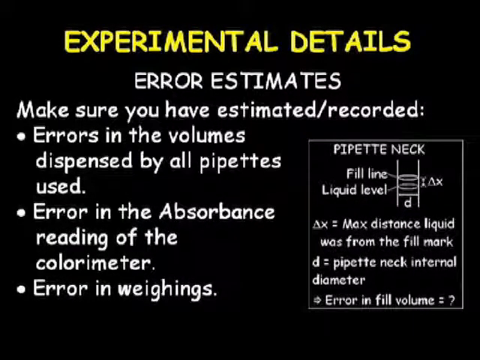Before you complete the practical, it is important that you estimate and record the relevant errors. The first set of errors that need to be estimated are the uncertainties in the volumes dispensed by all the pipettes used in the practical. Note that it is quite likely that the magnitude of the errors of different volume pipettes will also differ. For more information on how to estimate this type of error, please refer to the errors video. You may also find the figure shown is helpful.